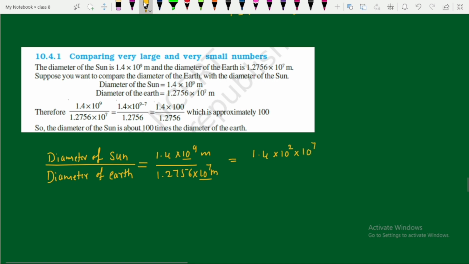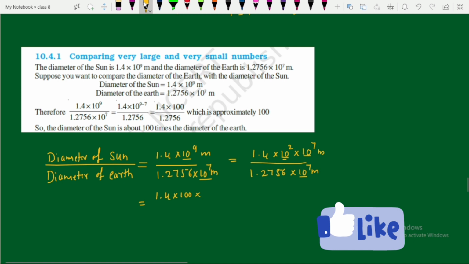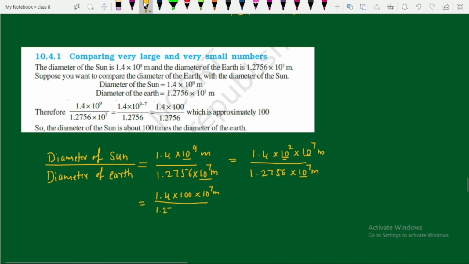So I will make it 10 to 7, and the denominator is 1.2756 into 10 to 7. Now the powers 10 to 7 and 10 to 7 will be the same, and we have to try to remove them. So 10 to 2 we can write as 100, so it is 1.4 into 100 into 10 to 7 meter divided by 1.2756 into 10 to 7 meter.